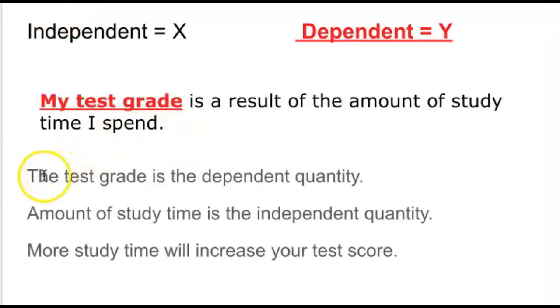Okay, in this situation, the test grade is actually the dependent quantity. So the amount of time you spend studying is the independent quantity. You can choose to spend a very small amount of time studying, or you can choose to spend a great deal of time studying, but the more study time will increase your test score. So that will be the independent quantity.